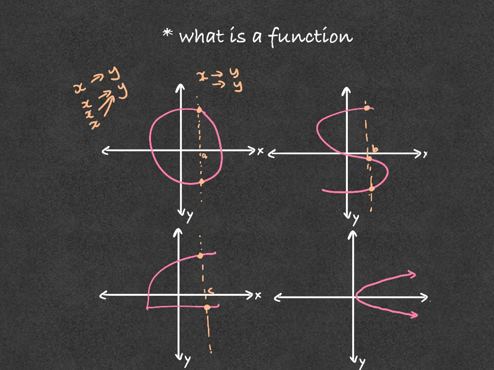Something is wrong. And then, of course, a parabola that fell on its side doesn't hold up too well. For that same x value, you've got two y values. So for the same input, the same x value, you get two y values. That's not right. It's not a function.